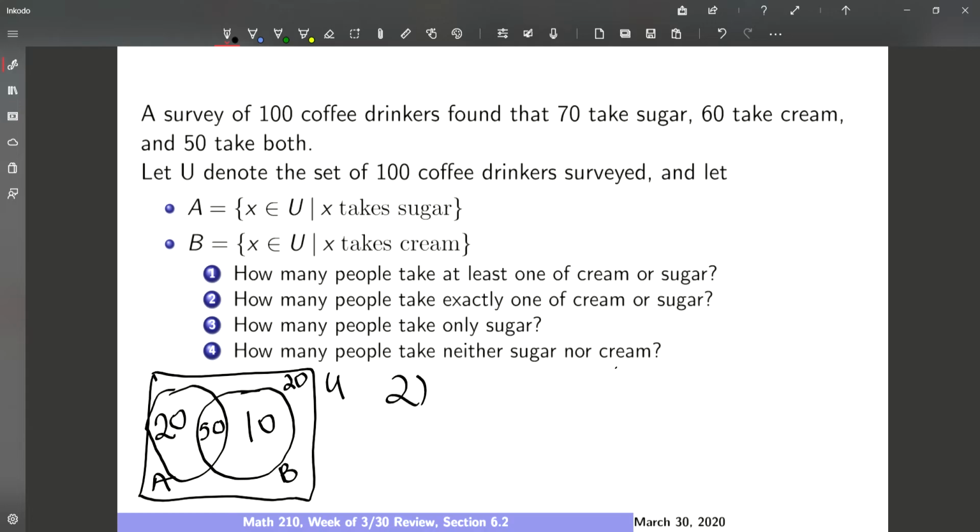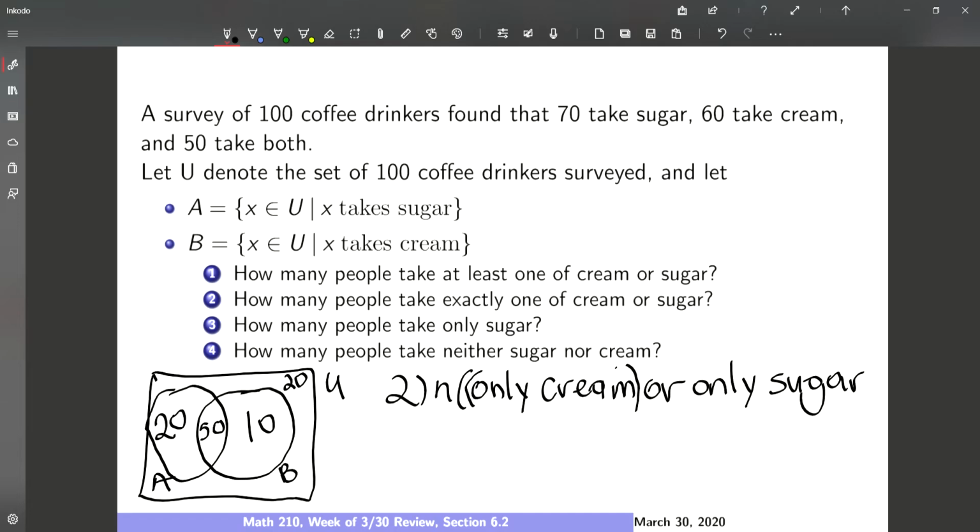So exactly one of the two means either it's only cream or it's only sugar, right? So the way you want to represent that is we're looking for the number of people who, and sometimes it helps to write it out, only cream or only sugar. And then maybe I'll put parentheses around only cream and only sugar like that.